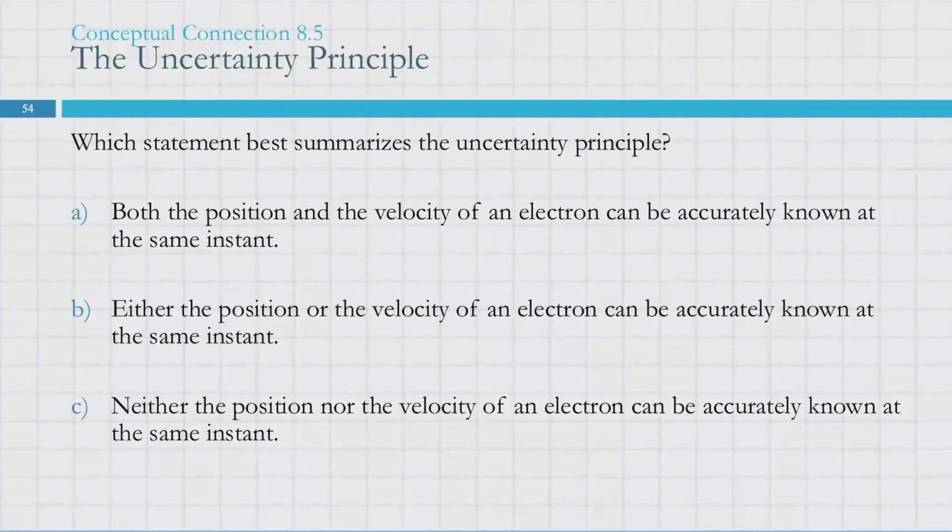See if we remember what we saw in the previous slide. Which statement best summarizes the uncertainty principle? We can know both the position and the velocity at the same instant. We can know either the position or the velocity at the same instant. We can know neither the position nor the velocity at the same instant.